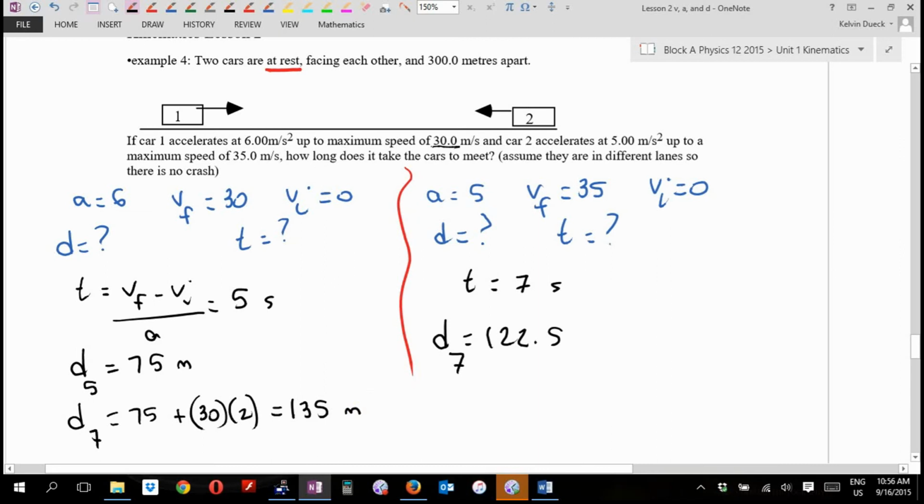All right, so here's what I think. Go! In 7 seconds, how far does car 1 travel? 135. In 7 seconds, how far does car 2 travel?